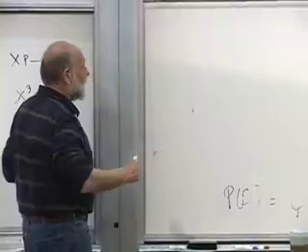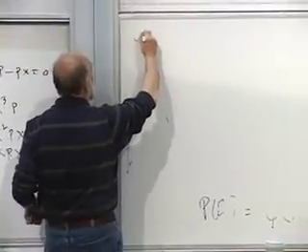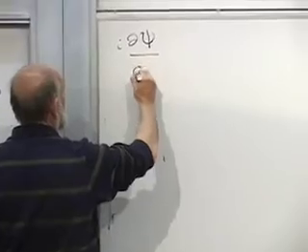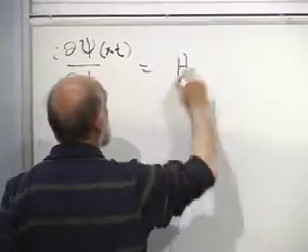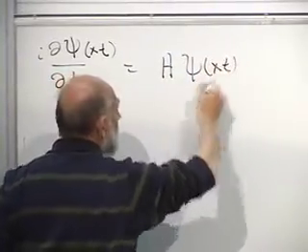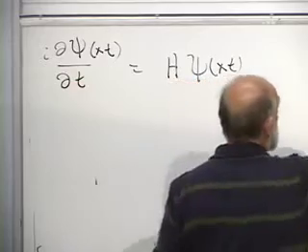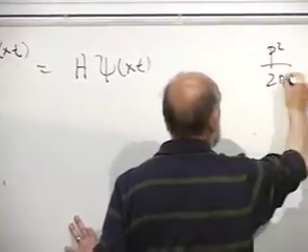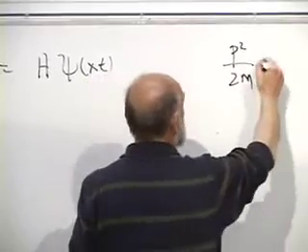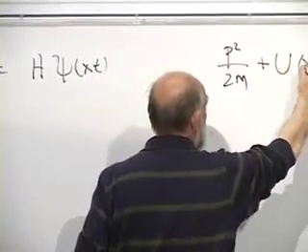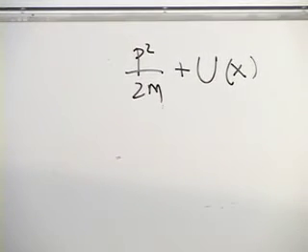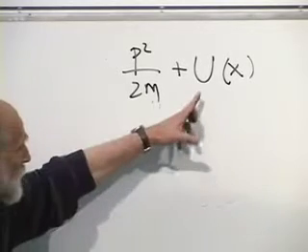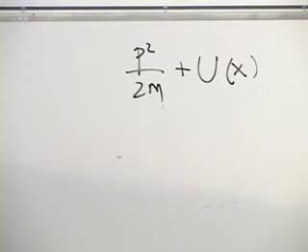All right, the starting point is, as always, i d psi by dt of x and t is equal to H times psi of x and t. But now H is not just going to be p squared over 2m, but it's going to be p squared over 2m plus some potential energy function, which only depends on x. U of x is the potential energy. It corresponds to a force, which is minus the derivative of U with respect to x. And so we're going to plug that into here.